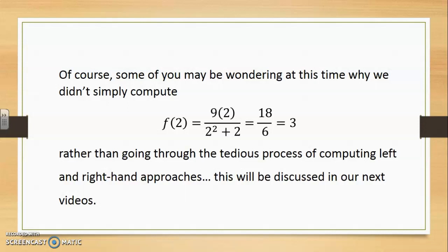Some of you may already be wondering at this time why we simply didn't calculate f at 2 directly, since 9 times 2 over 2 squared plus 2 would have given 3, rather than going through the tedious process of computing left and right hand approaches. This is a subject we'll have to discuss in our next video.